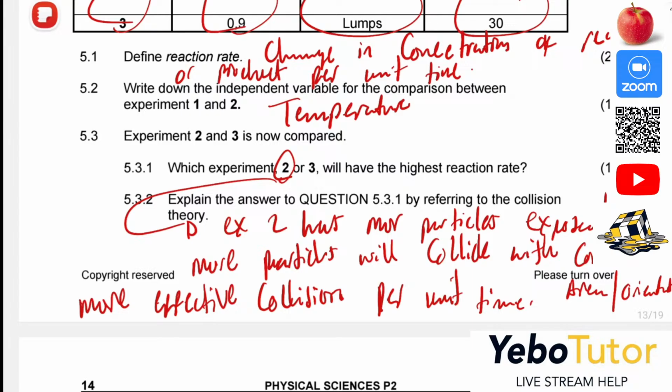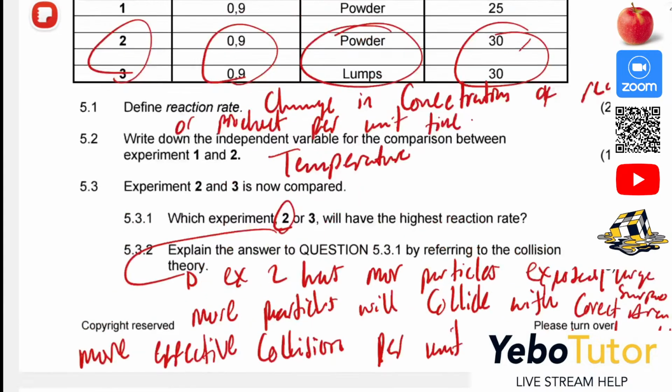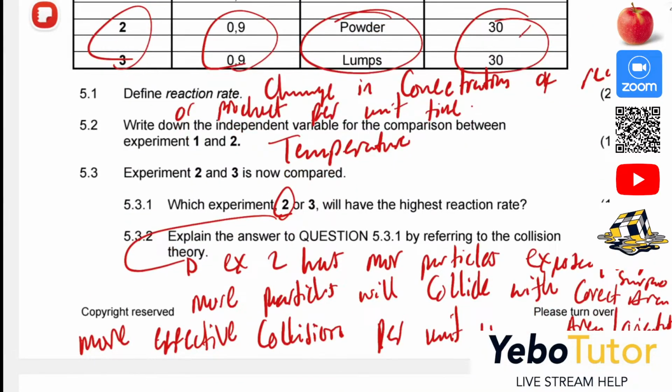All right, that's all straightforward, guys. Please make sure that you remember that. That's how you explain using this collision theory. Or someone will say that, okay, in experiment 3 there are fewer particles which are exposed, as you can see. So since there are fewer particles exposed, there will be fewer particles which will be able to collide with the correct area or orientation.